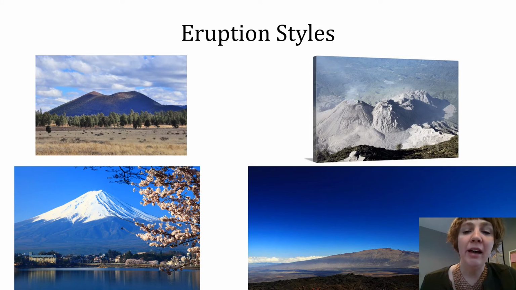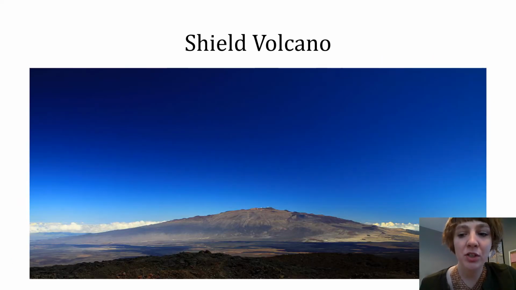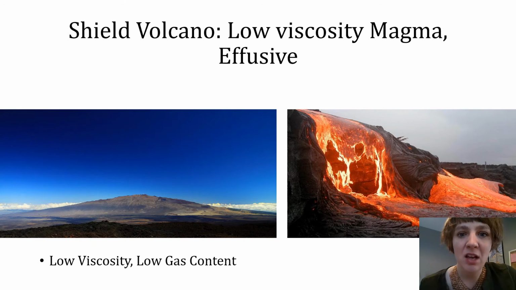Okay, now that we're familiar with a variety of different styles of eruption, let's see how each of these styles relates to the common volcanic landforms that we can see here. We'll start with shield volcanoes. Shield volcanoes have these really broad landforms, characterized by low slope angles, right? So they're not very steep at all.